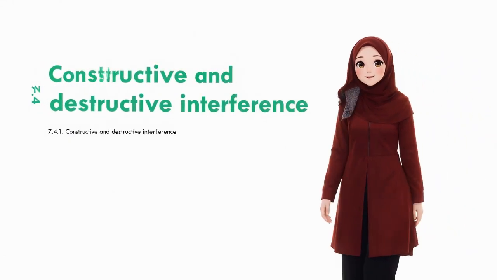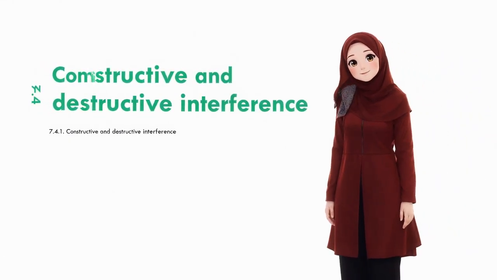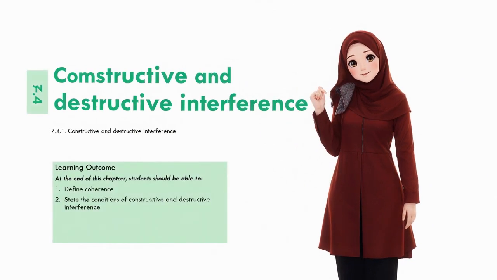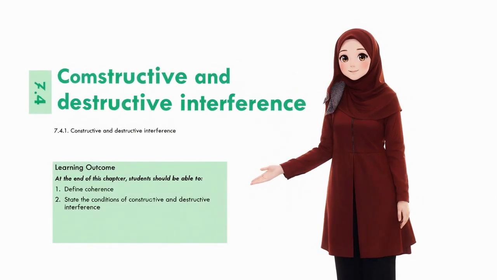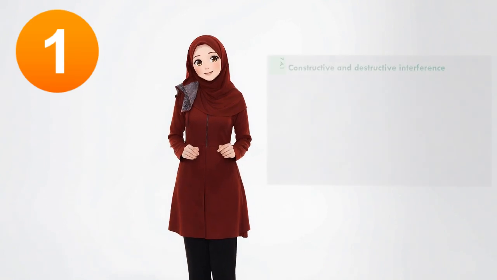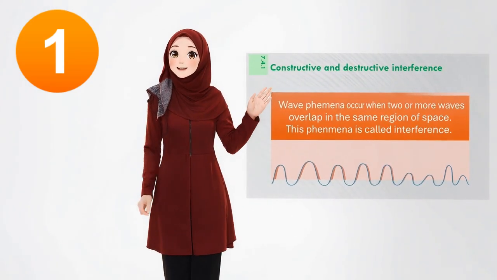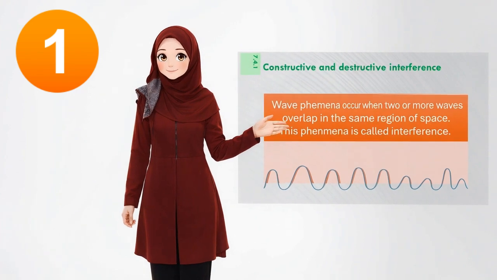This subtopic covers constructive and destructive interference. By the end of this subtopic, you will be able to define coherence and state the conditions for both constructive and destructive interference. Interference is the phenomenon where two or more waves overlap in the same region of space.